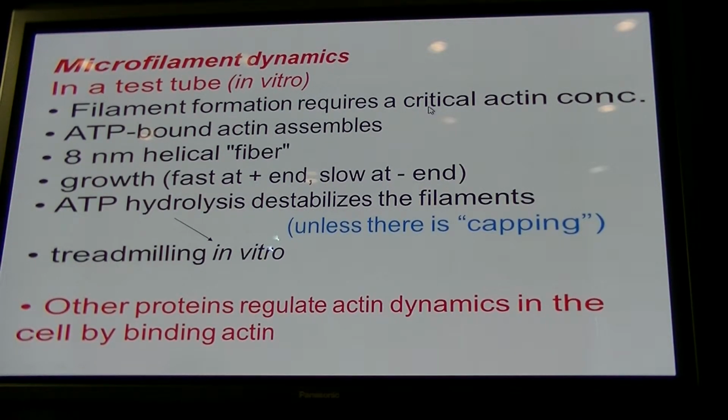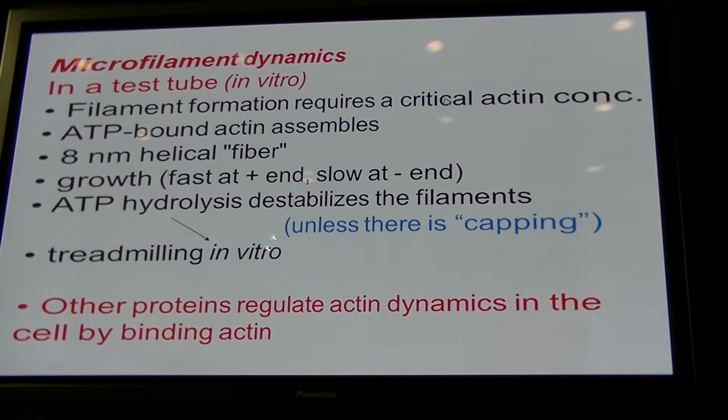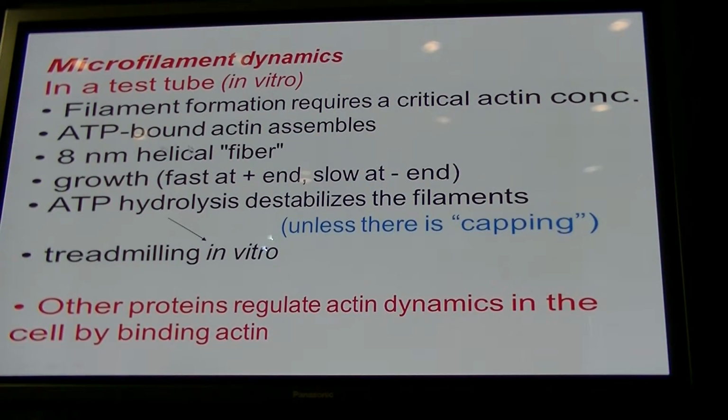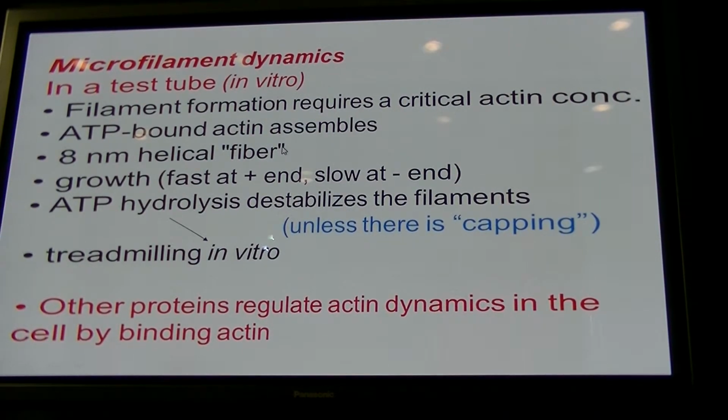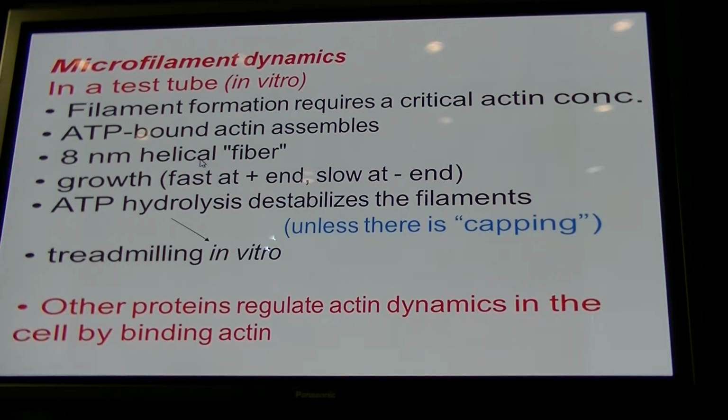It turns out that you just need a lot of actin together. And the actin needs to be in the ATP bound form. There's a minimum concentration required before you ever see the growth of the filament. We call that critical concentration. Once you have that, you will get the spontaneous growth of a filament, that 8 nanometer thick fibrous shape. And if we look at how that grows, we see that there's one end of the filament that grows quickly, and that's the plus end, and the other end grows very slowly, and we call that the minus end.